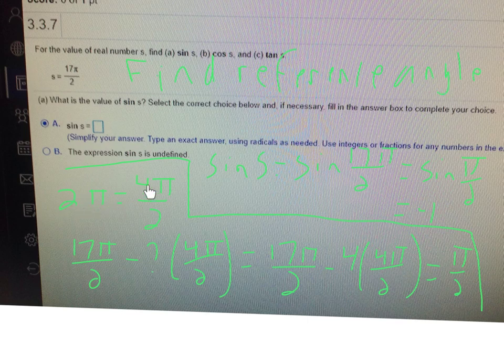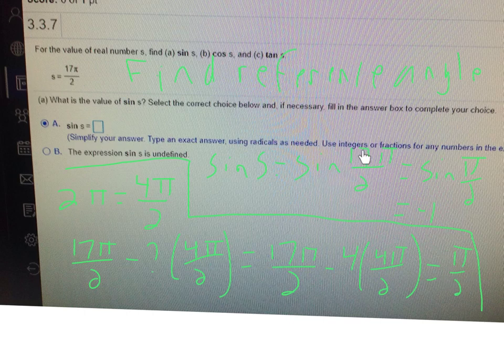2 pi is like 4 pi halves. And so if you take the 17 pi halves, how many 4 pi halves can you take away from that? And so the answer is you can take 4 of them. 4 times 4 pi over 2, that's like 16 pi. So 17 pi halves minus 16 pi halves, the reference angle is going to be pi halves.